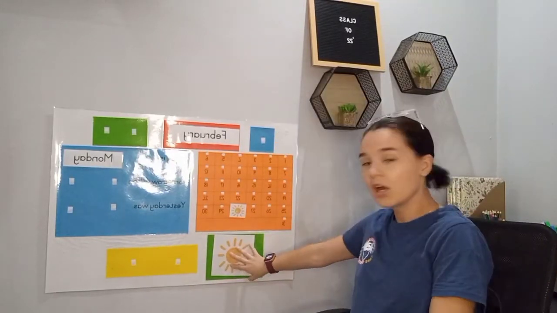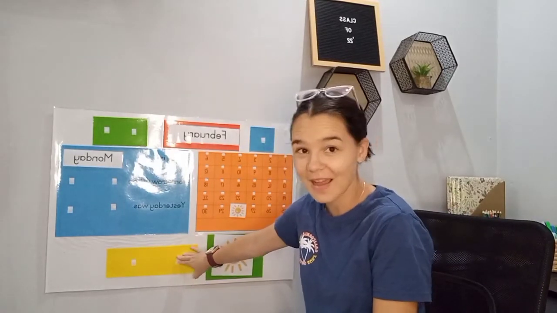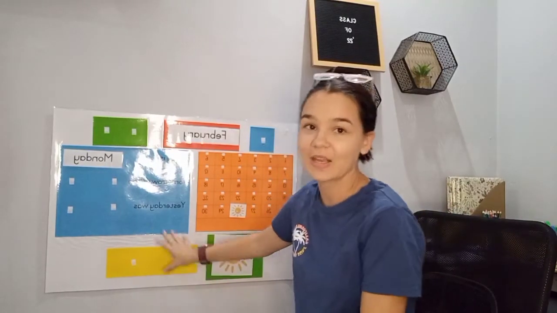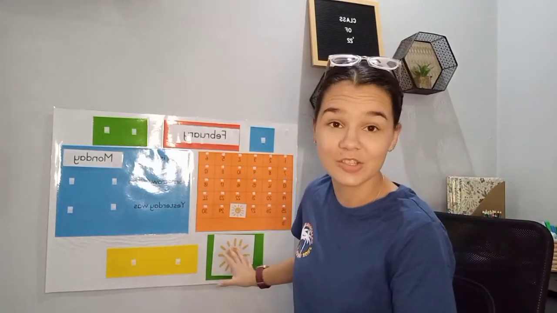And then obviously down here, today's weather is sunny. And then over here, I don't know where my words went either, but you'll put the word sunny or whatever the weather is over there. And then this is the weather chart.